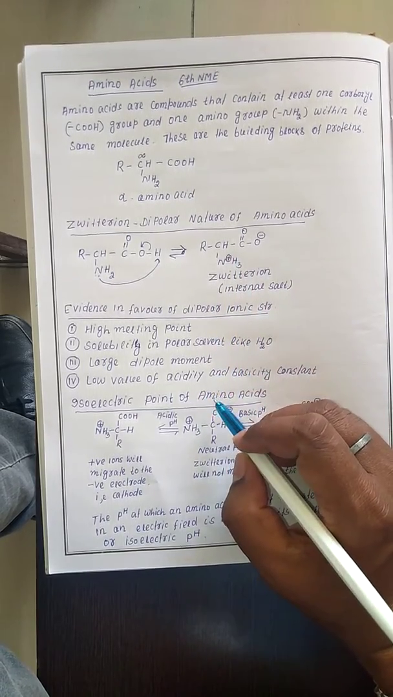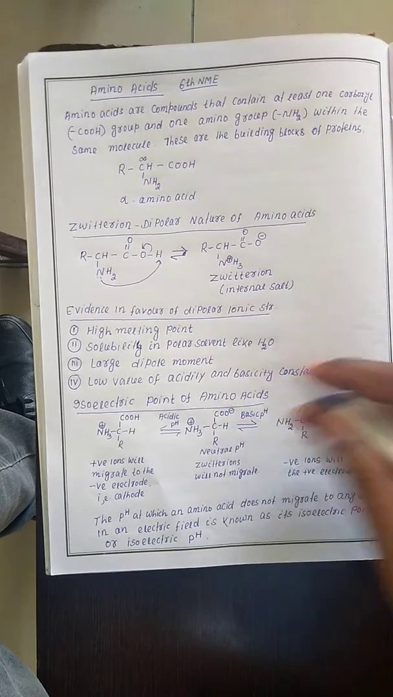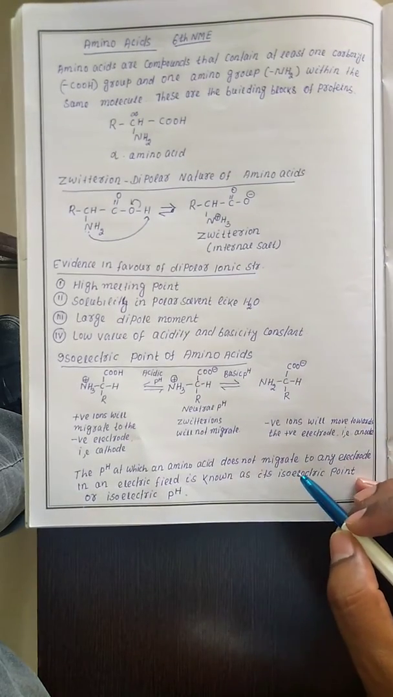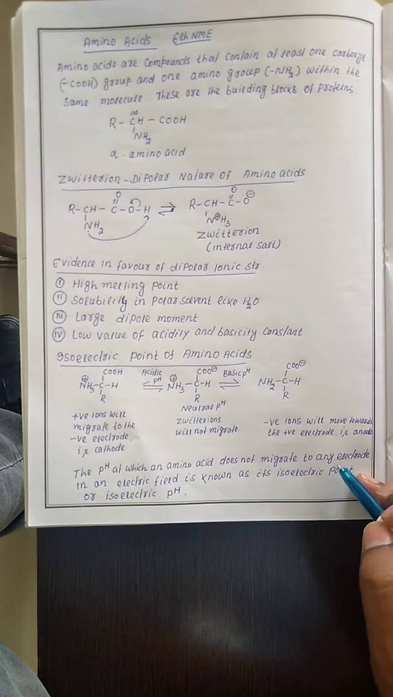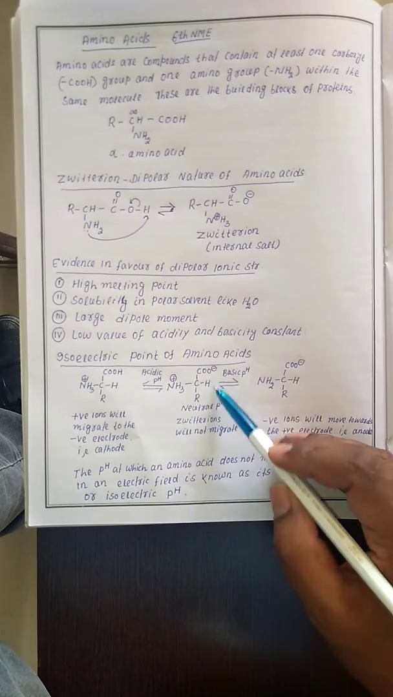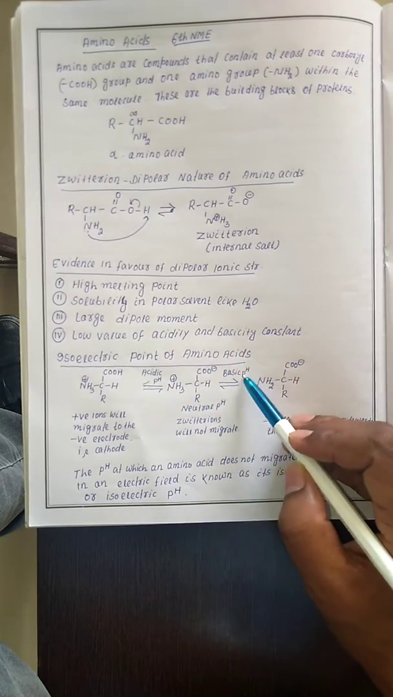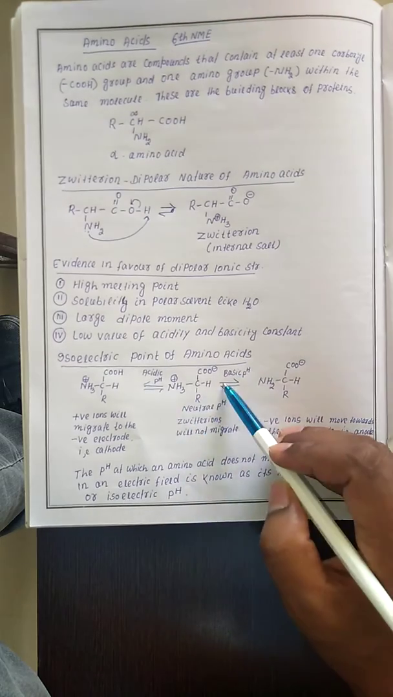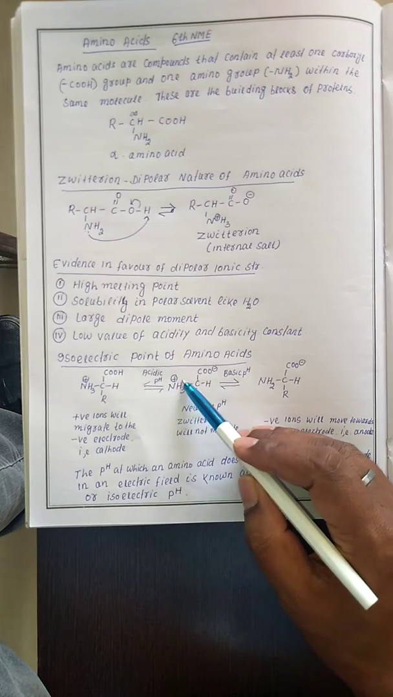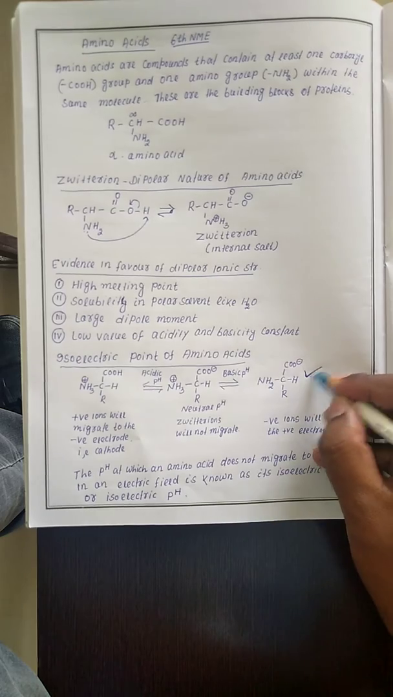Next is a very important question: what is the isoelectric point of amino acids? The isoelectric point is the pH at which an amino acid does not migrate to any electrode in an electric field. You see, this is neutral pH, and this is the zwitterion. In basic pH, what will happen? In the presence of base, this NH3 plus will lose one H plus, and that will form an anion. You can see, this is the anion.